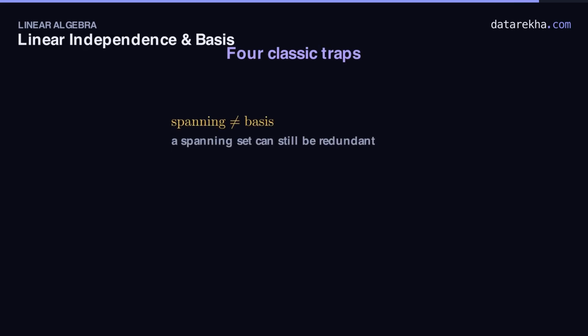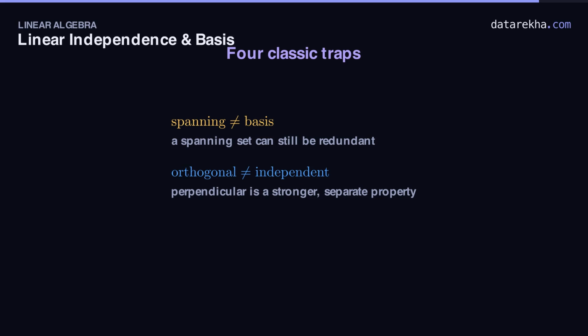Trap 1. Spanning is not the same as being a basis. A set can reach the whole space and still carry redundancy. To be a basis, it must span and be independent. Both. Trap 2. Don't confuse independence with being perpendicular. Perpendicular vectors are always independent, but independent vectors need not be perpendicular. (1, 0) and (1, 1) are independent yet not at a right angle.